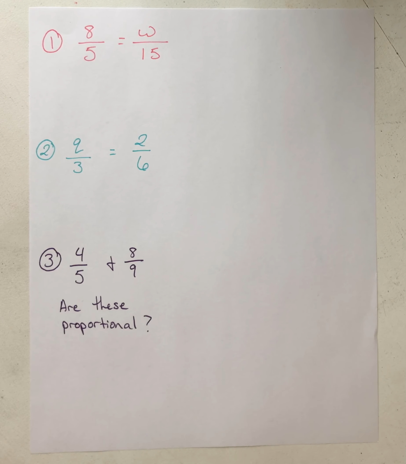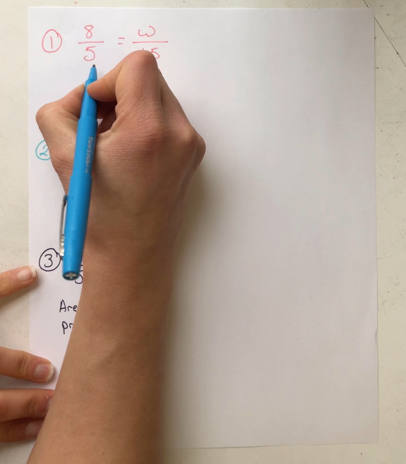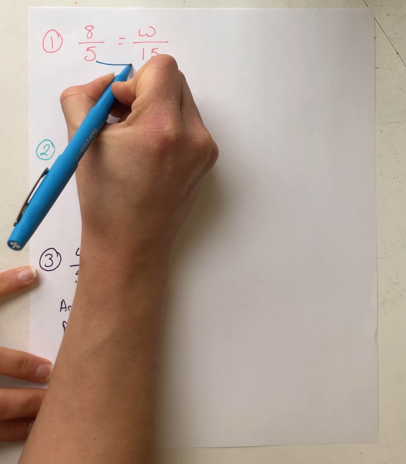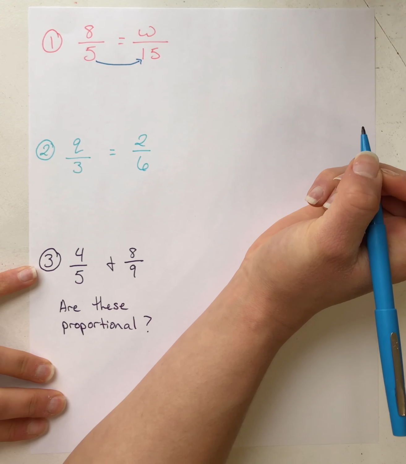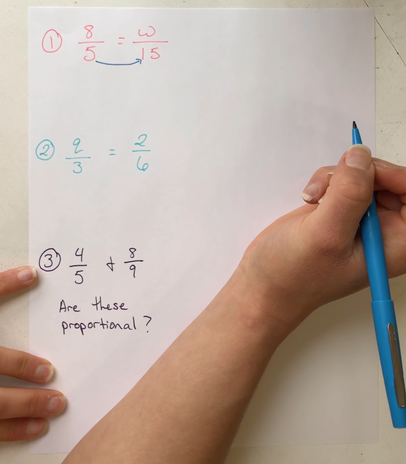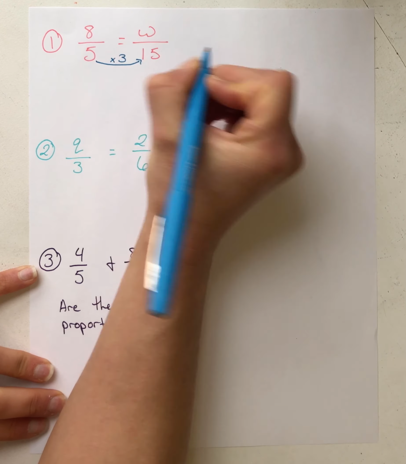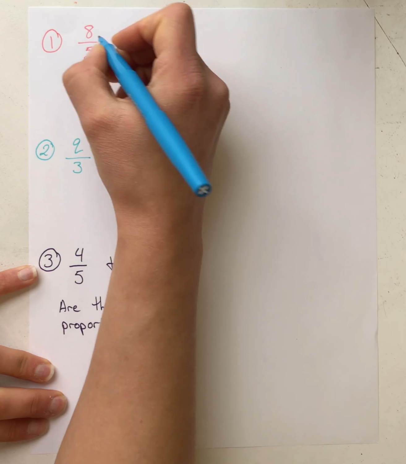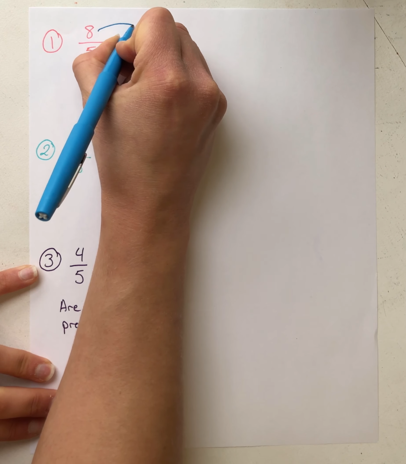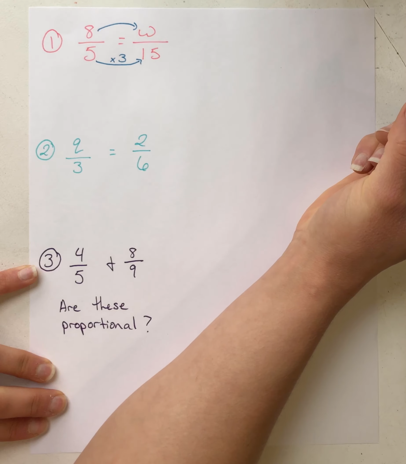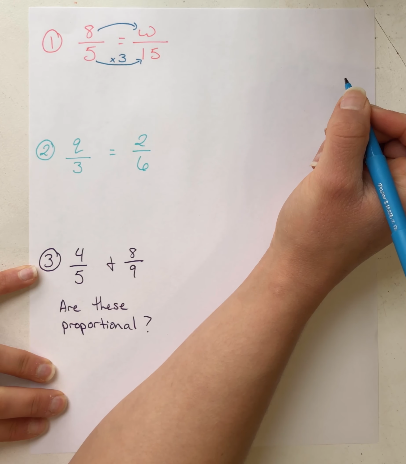To figure out what W is, what you're going to do is take a look at the two bottom numbers because they are both given. To go from 5 to 15, what are we going to be multiplying by? Well, 5 times 3 is going to give me 15. And so we're going to do 8 times 3 to get W, right? Because these have to equal each other.